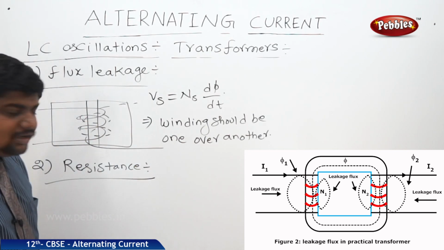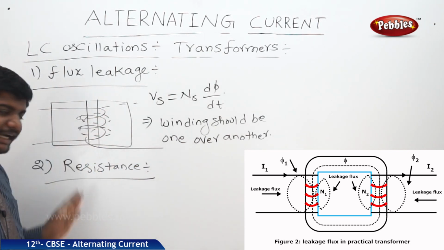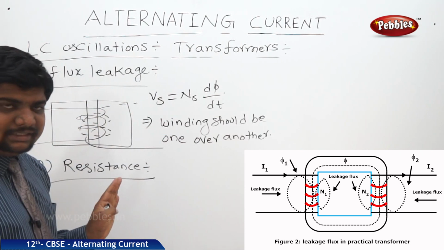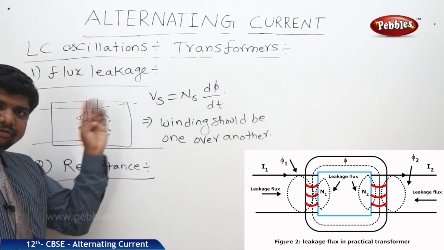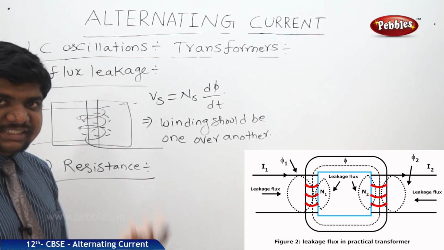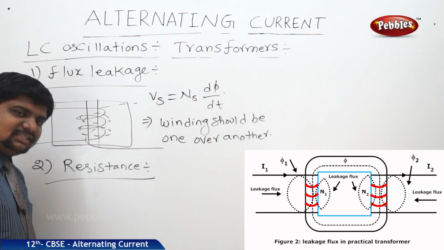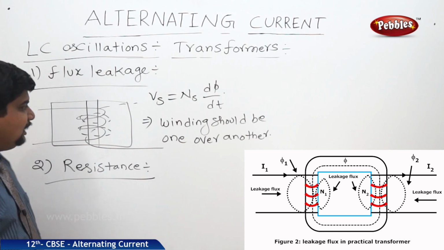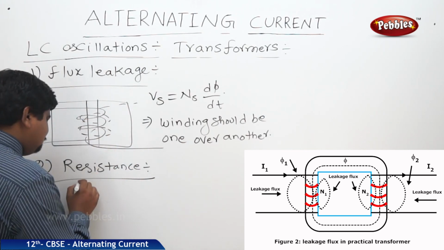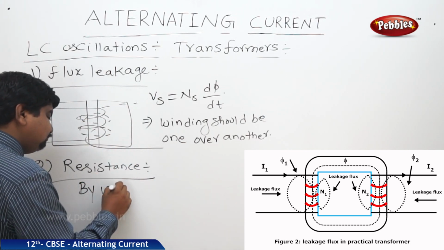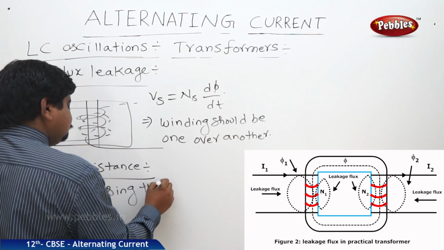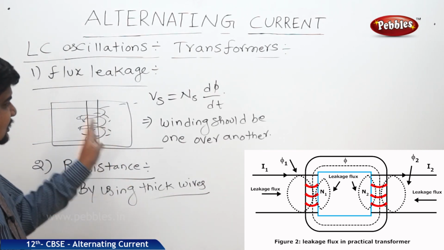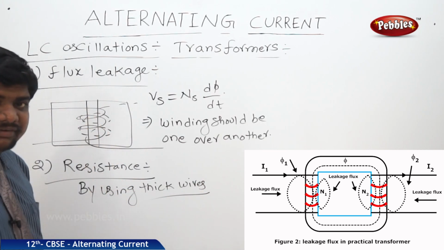See, the inner transformer core is a metal core. The wire windings are also made up of metals. All of them have resistance. In this case also there is a problem with the voltage because V is proportional to R, the resistance of the material. In this case, we should reduce the effect of resistance. In which way? We can use thick wires. By using thick wires, we can control the effect of resistance in transformers.